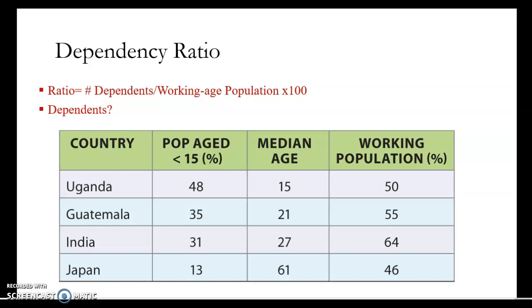They are paying into the social benefits like education, retirement, and retiree benefits. You'll notice that the median age is very low, so the younger population is going to move into that workforce in coming years and continue to contribute. Japan, on the other hand, has a working population percentage below 50%, a median age of 61, and only 13% of the population is under 15.